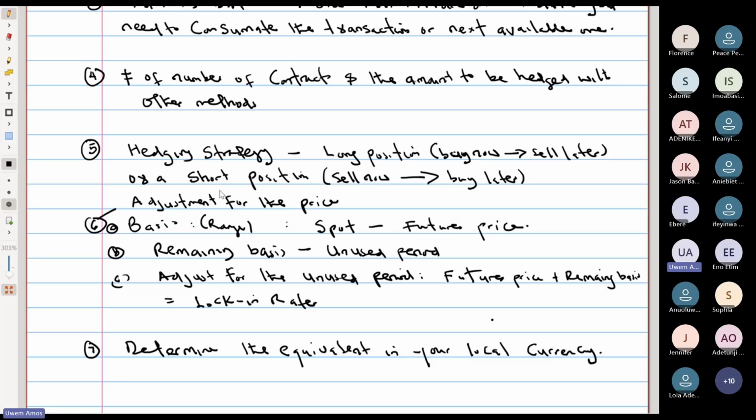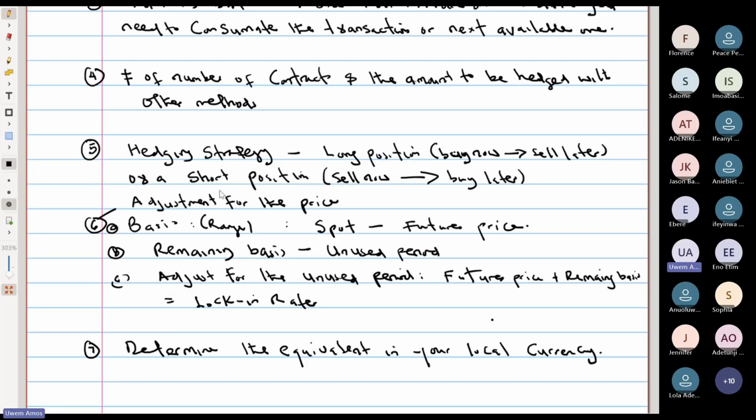I mentioned it's optional because if the futures is maturing on the exact same date that we are meant to do the transaction, then we don't need to adjust for the price at all. So I buy a future that's maturing on June 30th, and it's June 30th that I'm meant to consummate the transaction. There's no need for adjustment. But if we buy a futures on a date that is different from the date that we meant to consummate the transaction, then we need to make an adjustment for it.